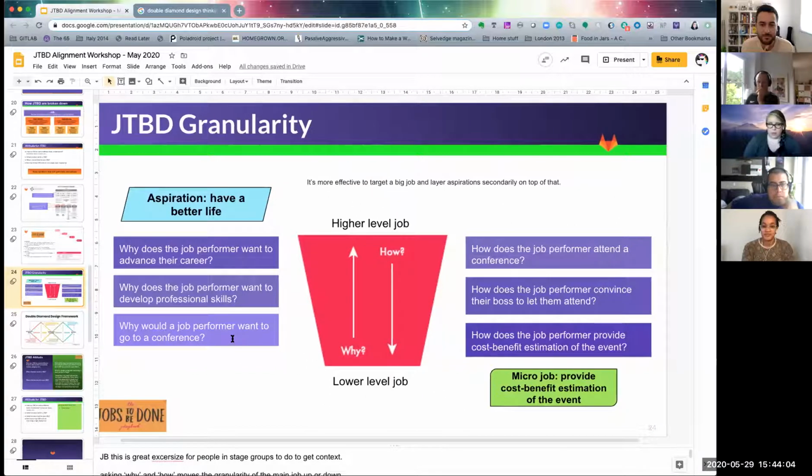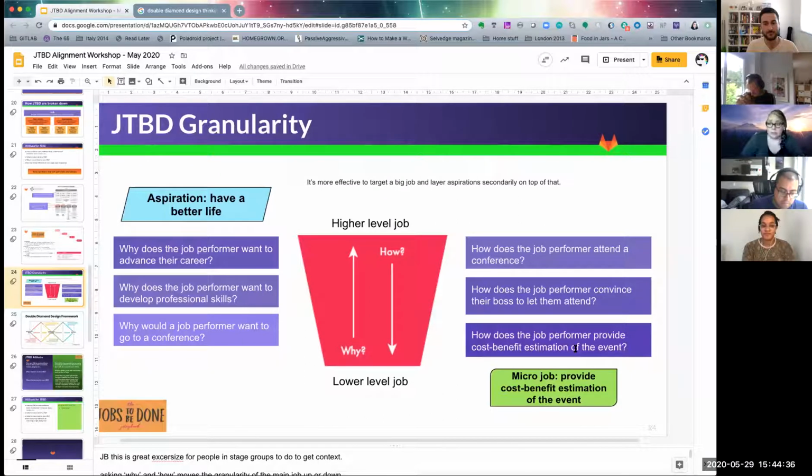Why do they want to go? They want to develop professional skills. Why? They want to advance their career. Why? To have a better life. And I guess you could go even higher if you wanted to. Why do they want to have a better life? But you could stop there. It's broad. The same thing can happen when you ask the how question, because now you're getting more granular with each question, all the way down to what they need to provide in order for their boss to let them go: a cost benefit estimation.